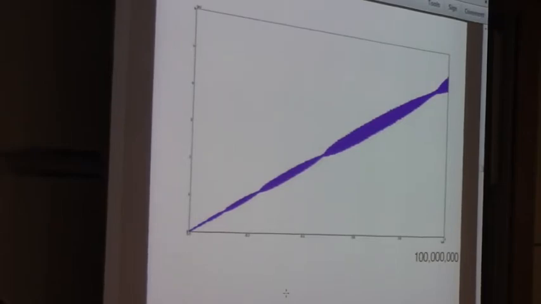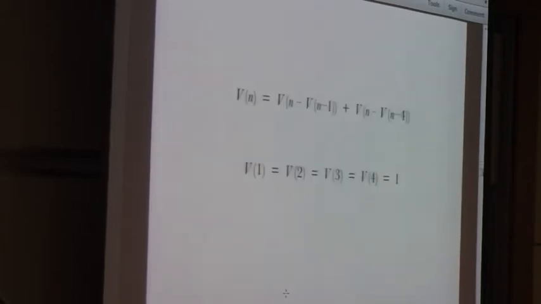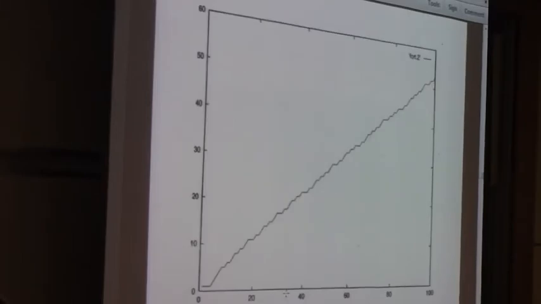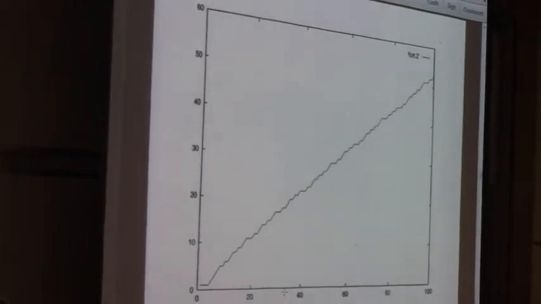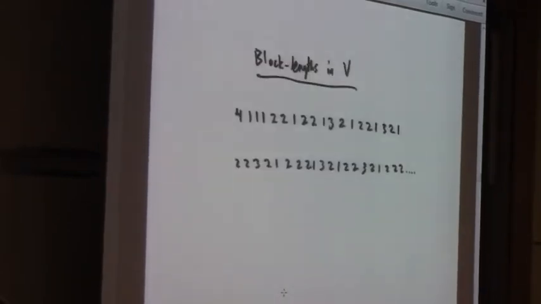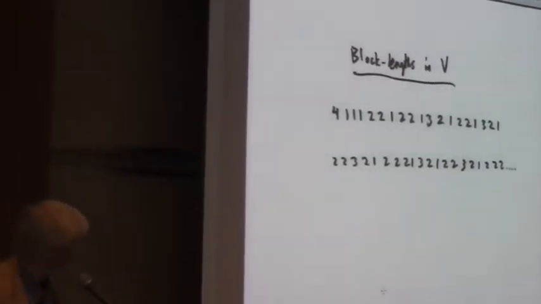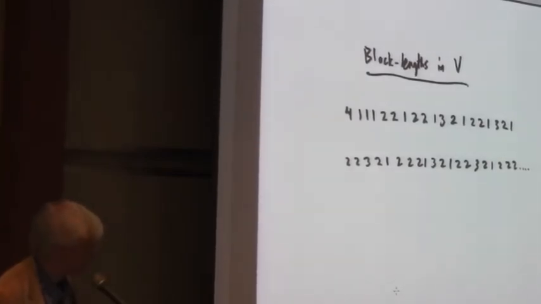Now, of course, the question came of generalizing it, and one kind of generalization was replacing the 2 by the 4 and having the initial values be 1, and that turned out to have an interesting graph. It increases always either by 1 or 0, and so if you take the block length, that is, how long does it stay constant, you get this sequence 4, 1, 1, 2, 2, 1, 2, 2, 1, 3, 2, and so on.